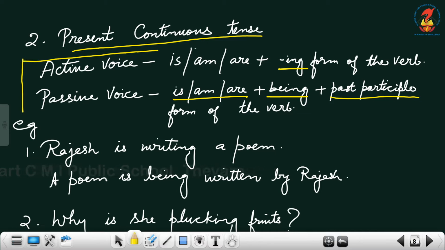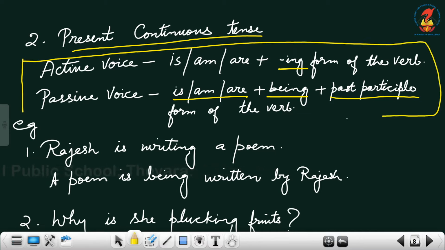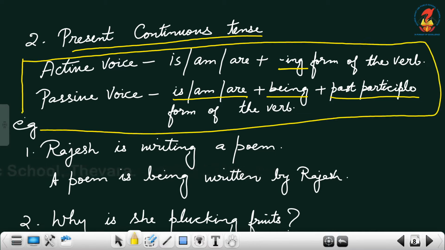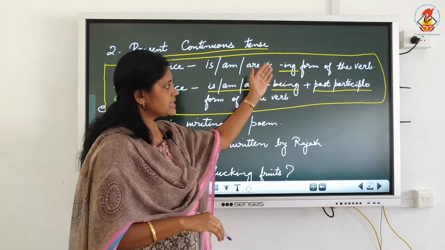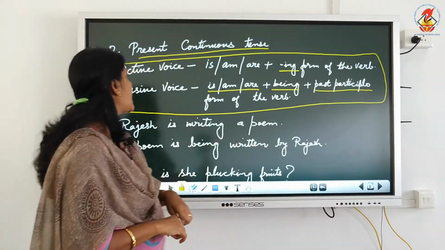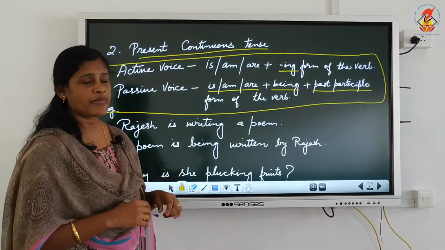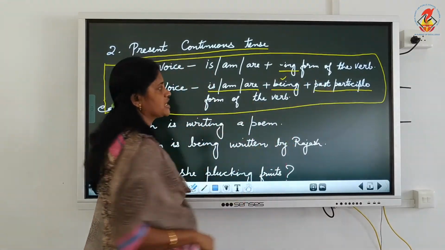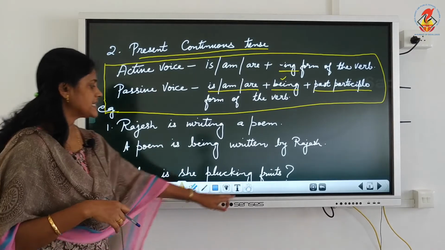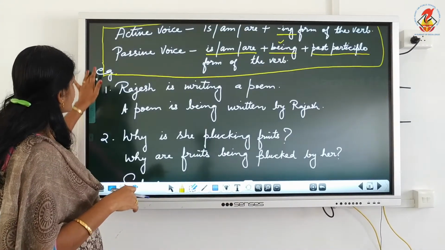I told you these rules are very important. You should learn it by heart here. So active voice is am are plus ing form of the verb, and in passive voice is am are, extra word is here being, plus the past participle form of the verb. Let's see some examples. Okay.